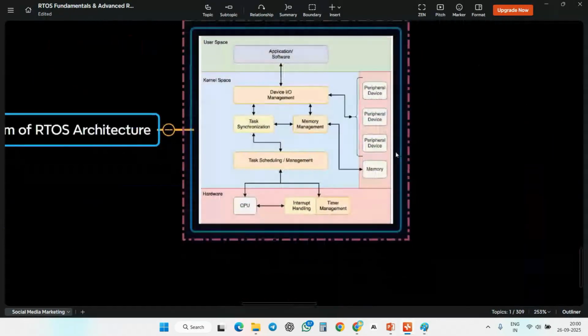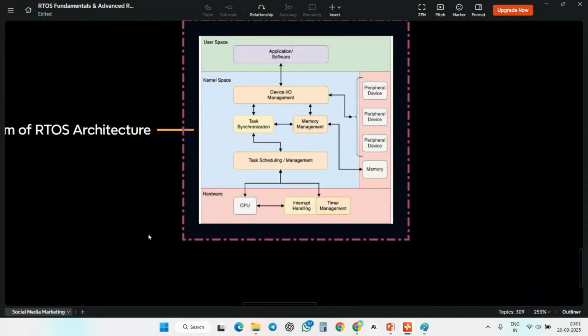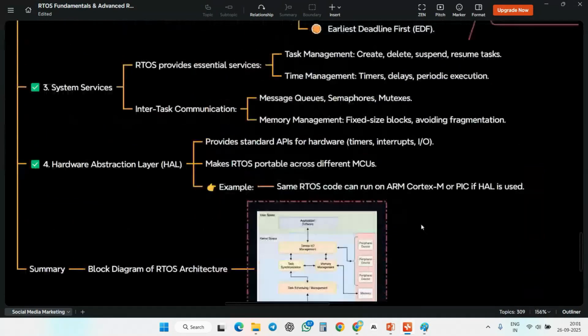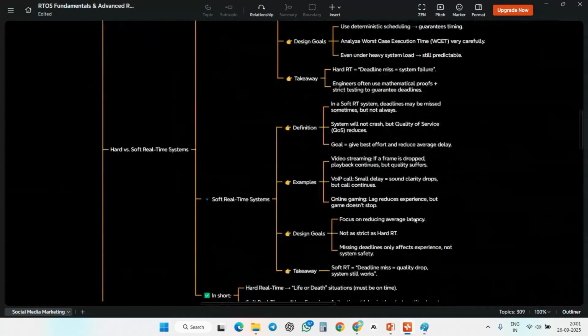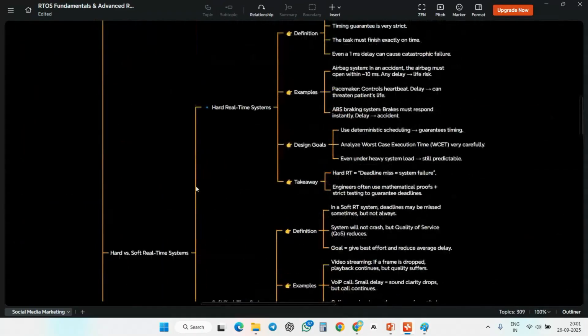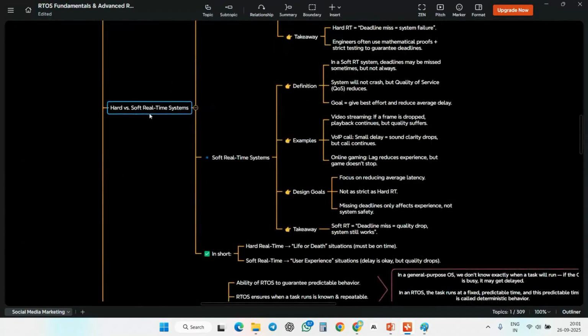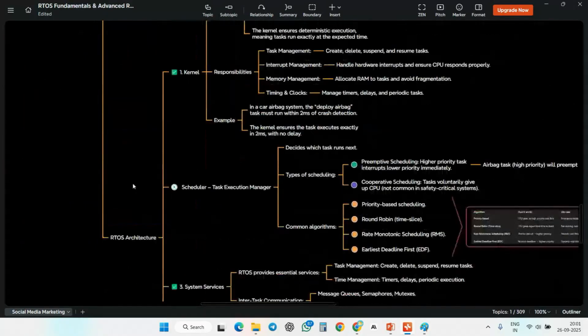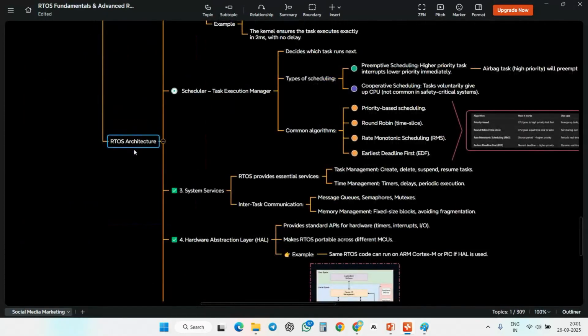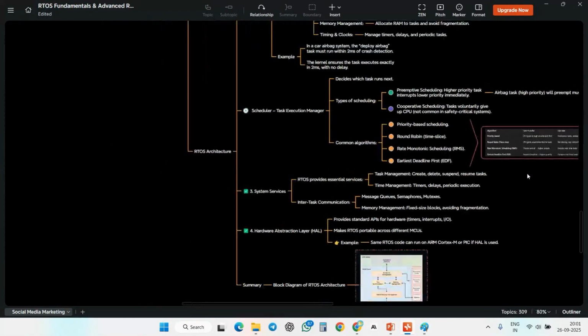So this is the common RTOS architecture. This is what we have discussed up to now. I hope you got clarity on this, guys: what is RTOS, what is the difference between hard real-time and soft real-time, what is meant by determinism and latency, and what is the RTOS architecture. Everything we have discussed.